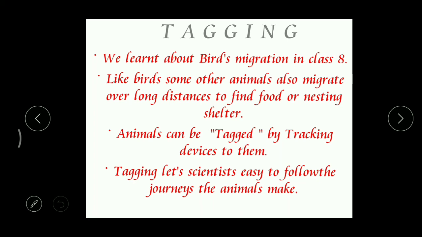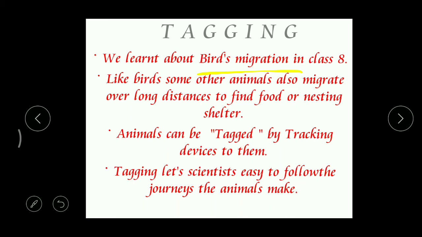So that means to follow that animal continuously and to observe what that animal is doing and where it is going and what it is eating, to observe all these things, it's very difficult, right? So already in 8th class we studied about birds' migration. Migration means what? Movement of animals from their natural place to some other places for the sake of food or shelter or to get protected from the changes in the climate.